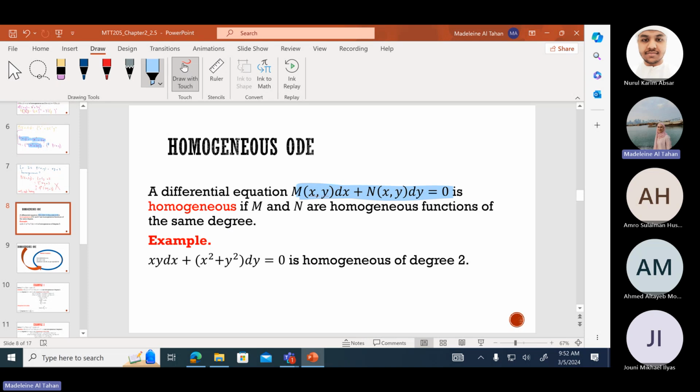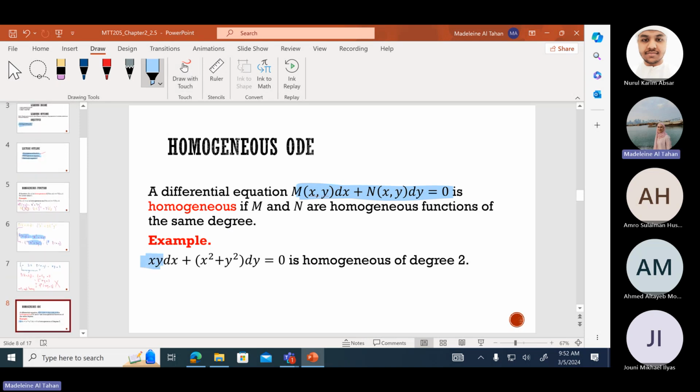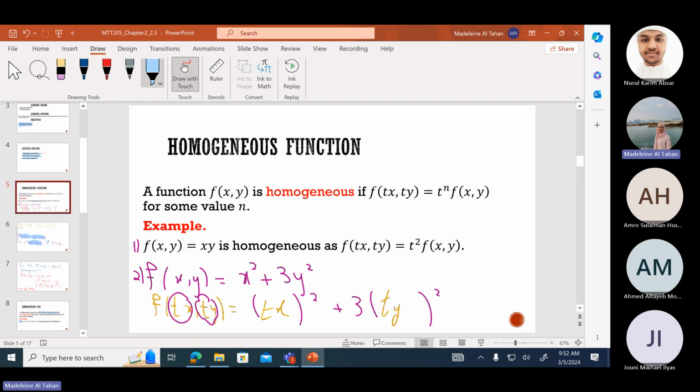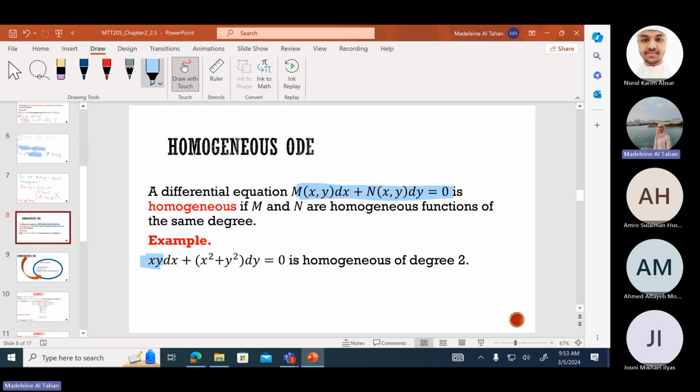Let's look at this one, miss. If you go back to this one, it is homogeneous of which degree? 2. And also this one, if you look at it, this one is homogeneous of which degree? 2. So the whole ODE, is it homogeneous or not? What I need you to do is check for me if this one is homogeneous.